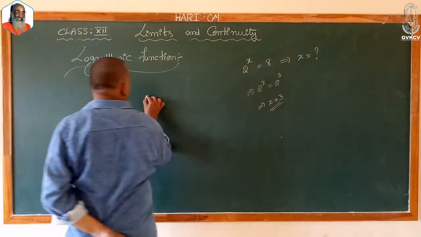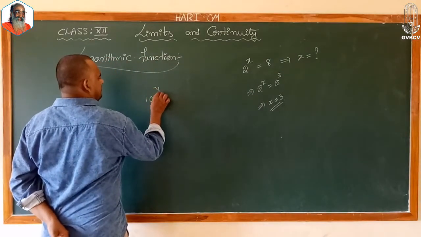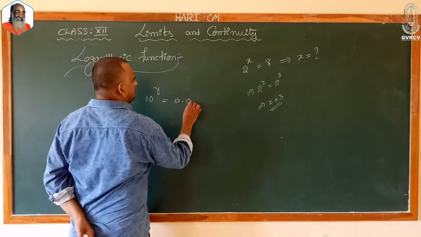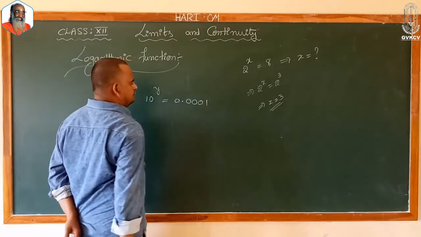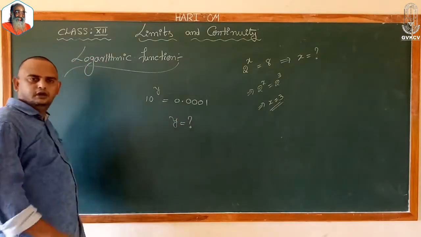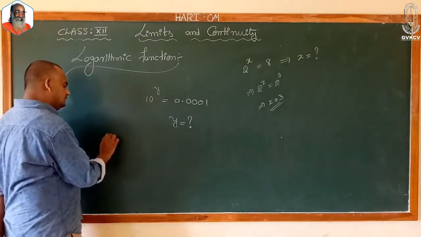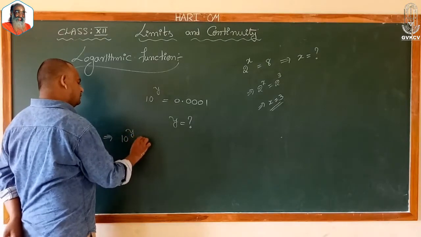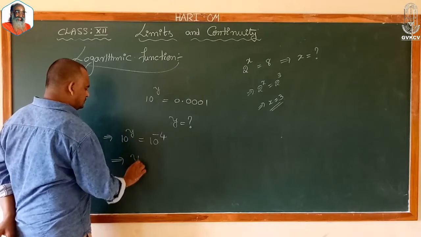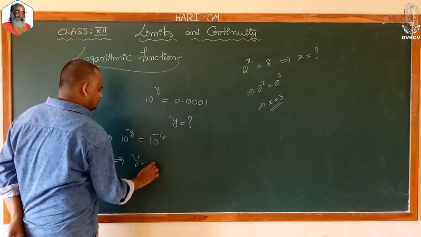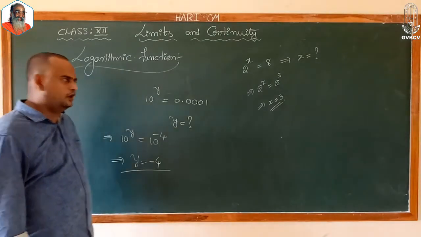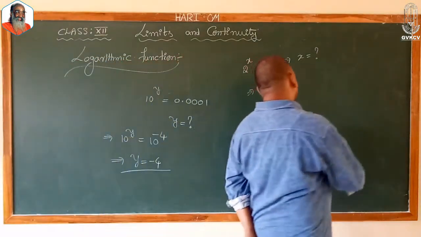Now, 10 power y is equal to 0.0001. Then what is y? In this case, I can say that 0.0001 can be written as 10 power minus 4, so y is equal to minus 4. Simple.